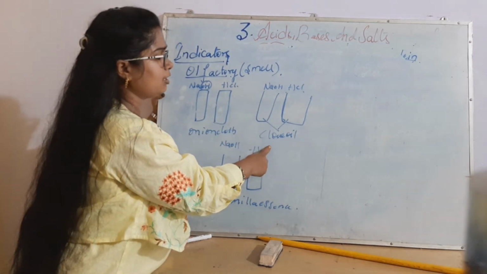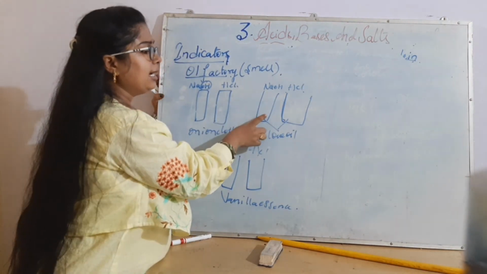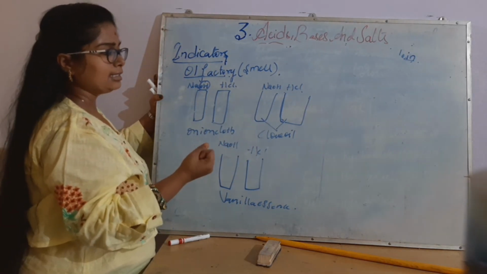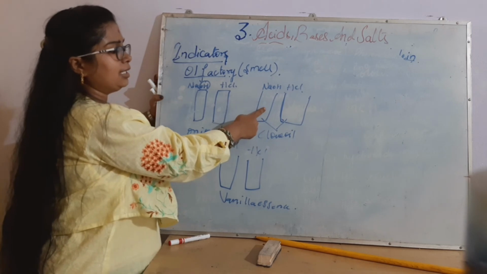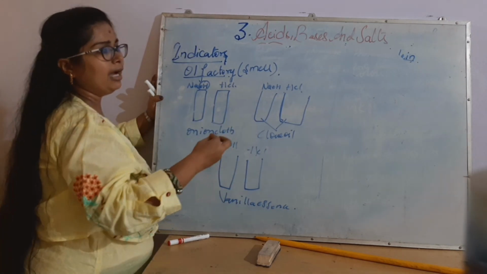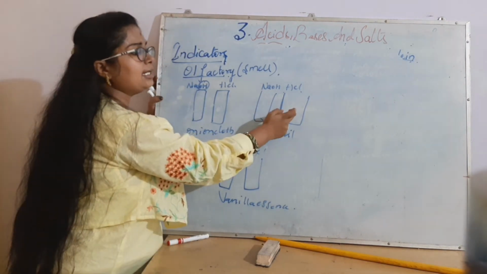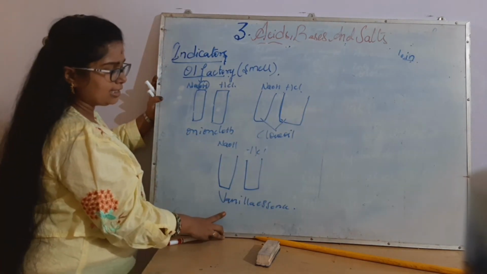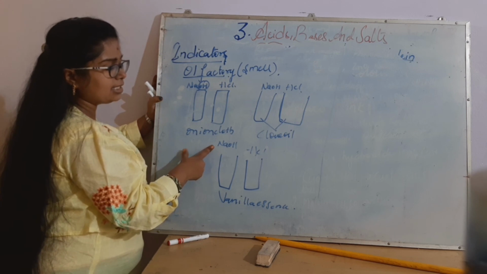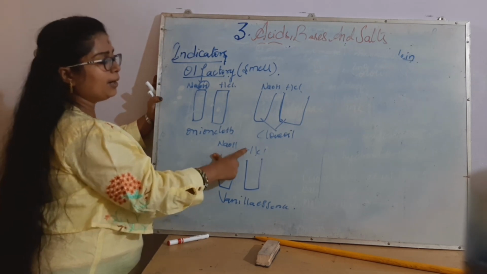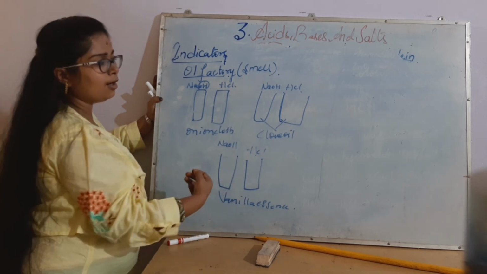And in the clove oil also the same. Clove smells very strongly, isn't it? So when you add NaOH to that, the clove smell vanishes. The characteristics of clove oil vanish. But with HCl, it does not vanish. Vanilla essence also, the smell of the vanilla essence vanishes when adding NaOH. But by adding HCl, it does not vanish.